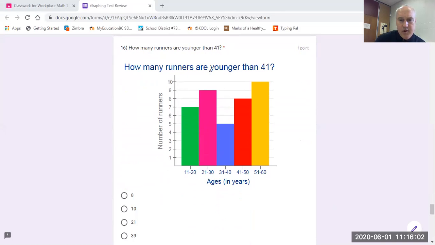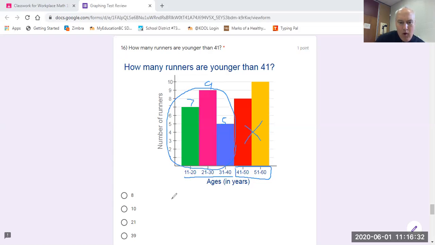It says, so how many runners are younger than 41? So what we see here is that we have, this is 41 to 50 and this is 51 to 60. So neither of these are what we're looking at, but we are looking at these other 3 groups right here. So these ones are all people that are under 41. So if I look at the first grouping, this lines up and it's showing me 5. This is showing me 9, and this is showing me 7.